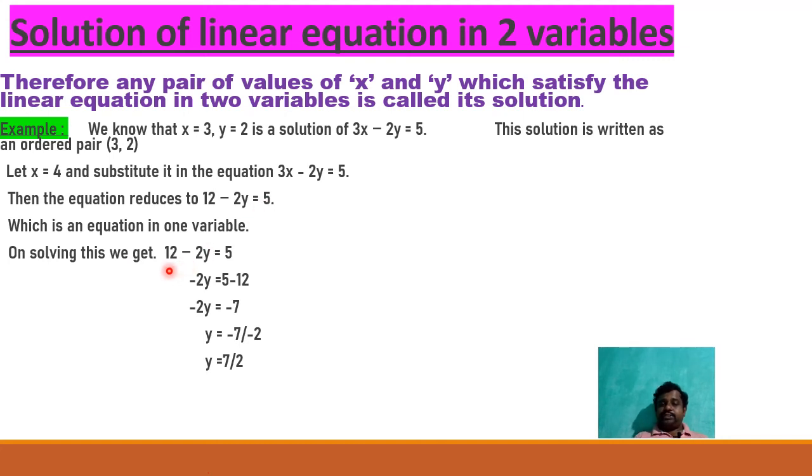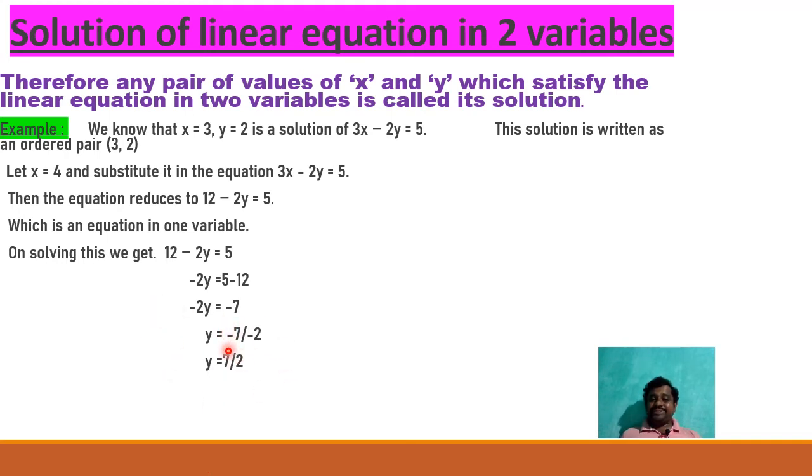For example, this 12 is plus, so we transpose it to the RHS: 5 minus 12. What is the value of 5 minus 12? It is equal to minus 7. Minus 2 is multiplied here. If we transpose it, it divides. Dividing both sides by minus 2, y is equal to minus 7 by minus 2. Minus into minus is plus, so the value of y is equal to 7 by 2.